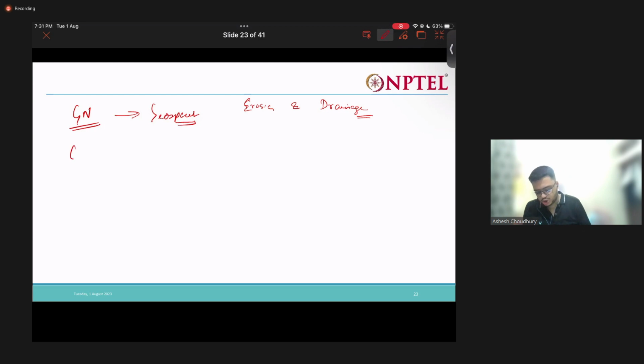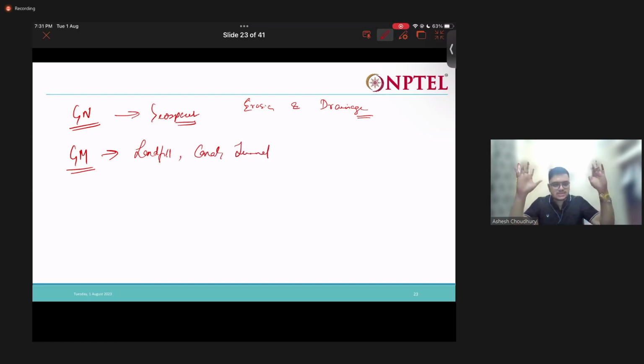Now next comes geomembrane. We already discussed geomembranes. These are used as barrier, right? Geomembranes are used as barrier or lining. It may be landfill lining, it may be canal, it may be tunnel. These are used as lining material. In landfills, these are used as barrier material to prevent harmful gases and harmful chemicals from leaching into the ground and into the atmosphere.